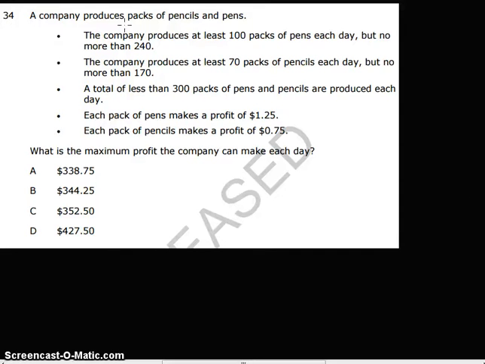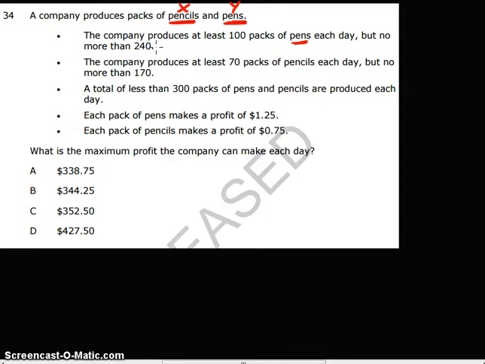Question number 34. A company produces packs of pencils and pens. So we do have two variables, pens and pencils. Let's go ahead and call pens X, since we're just reading Y. Now this is the information that is given. It says the company produces at least 100 packs of pens each day, but no more than 240.